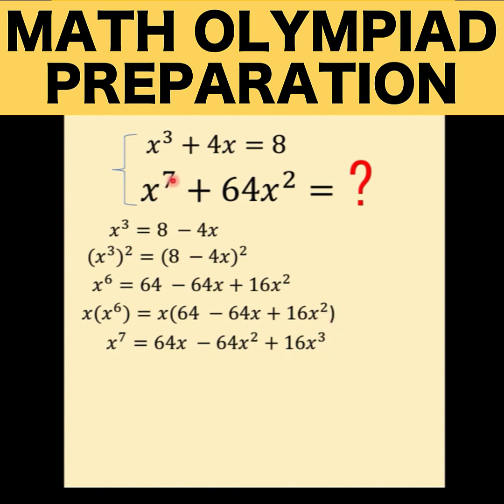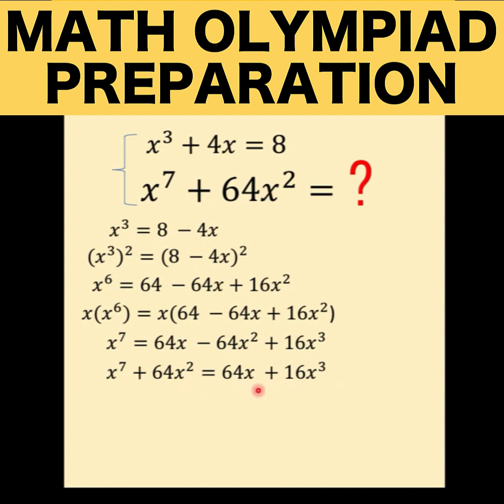Again, we want x to the 7th plus 64x squared. There is x to the 7th here, there is minus 64x squared here. We can add 64x squared to both sides of the equation to arrive at x to the 7th plus 64x squared, which is this part that we want, equals this expression at the right.